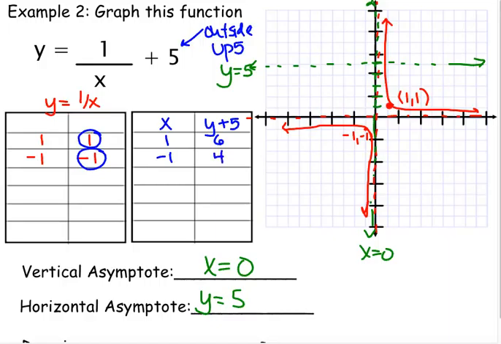Or look over here when we graph it. Here's the critical point (1, 1). We're going to count up 5 units. So 1, 2, 3, 4, 5. There's our critical point. So now we're over 1 and then up 6 units. Now just go ahead and create that curve.